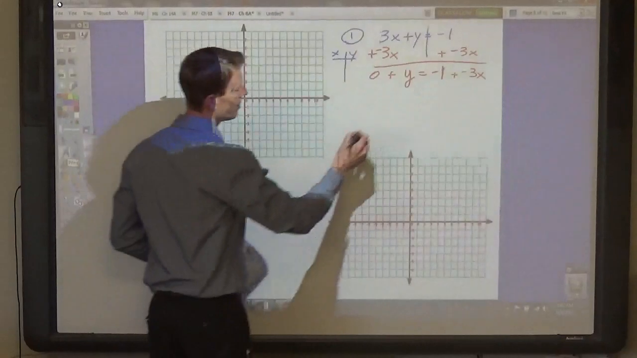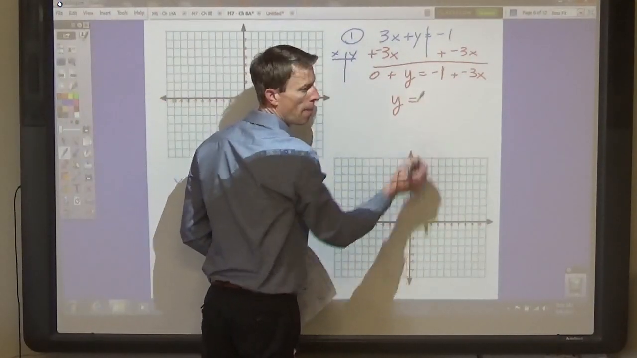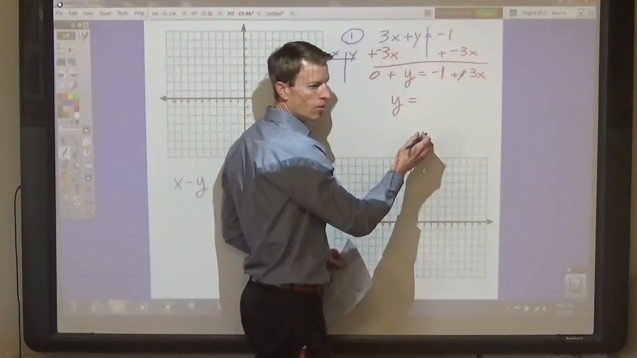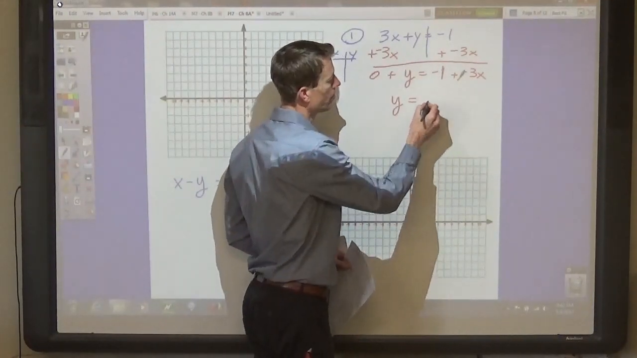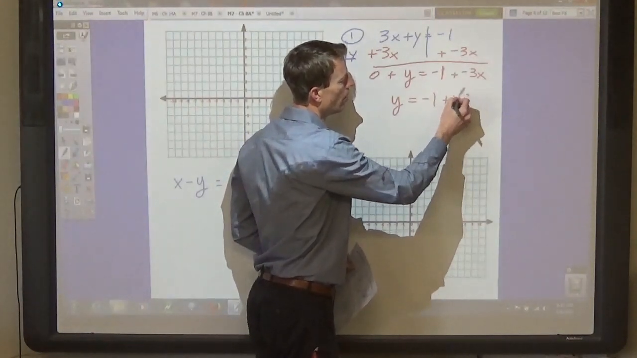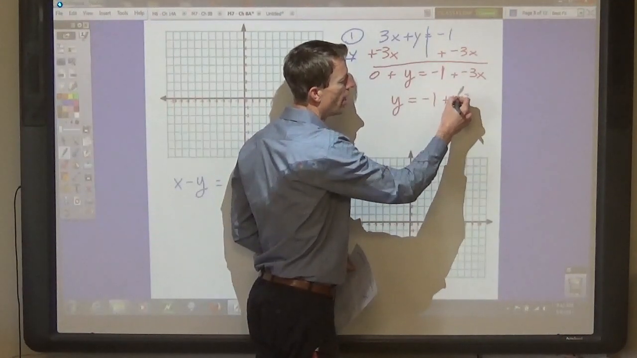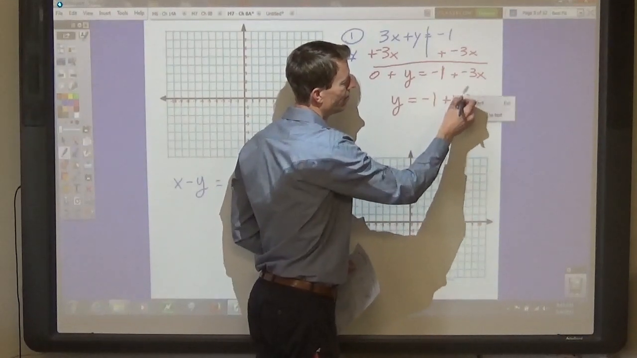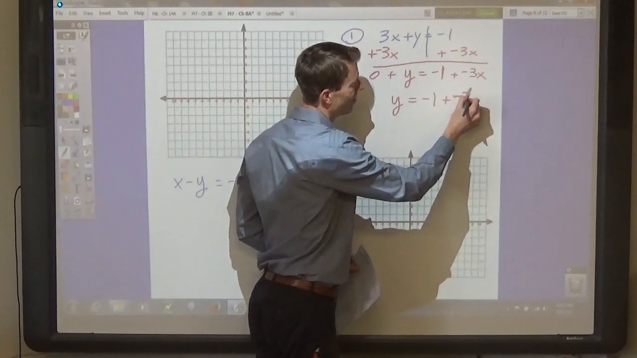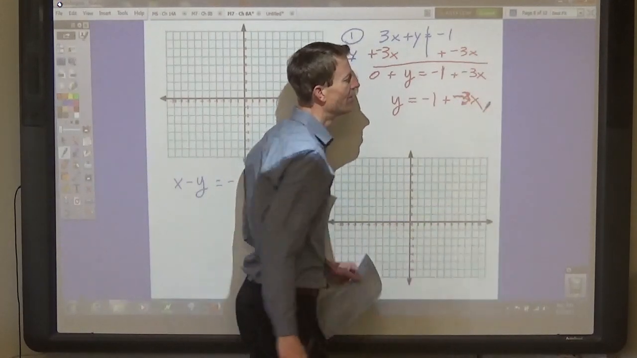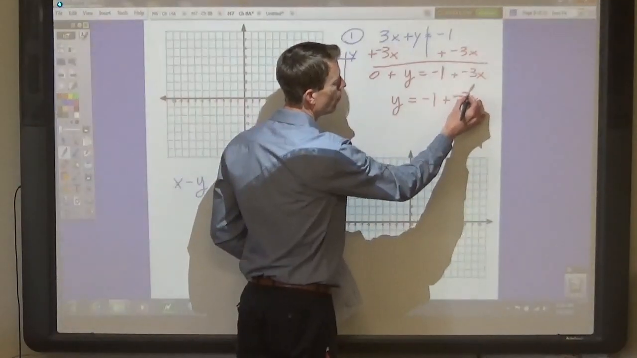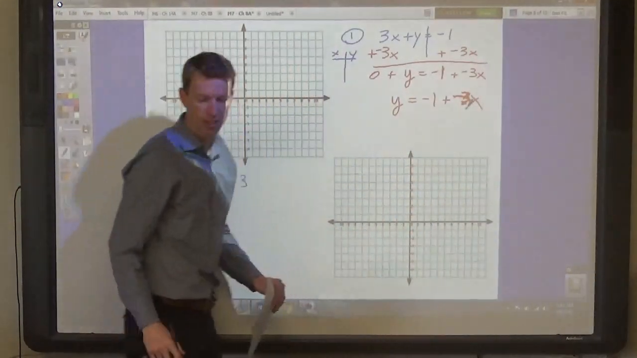Y equals... y equals what? Negative 1 plus negative 3x. All right, good. And so, of these, which is the y-intercept? The negative 3x. Oh, the y. The negative 1. It's always the one that is not next to the variable, right?